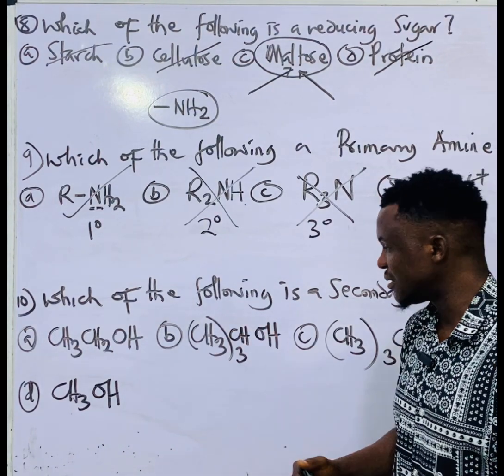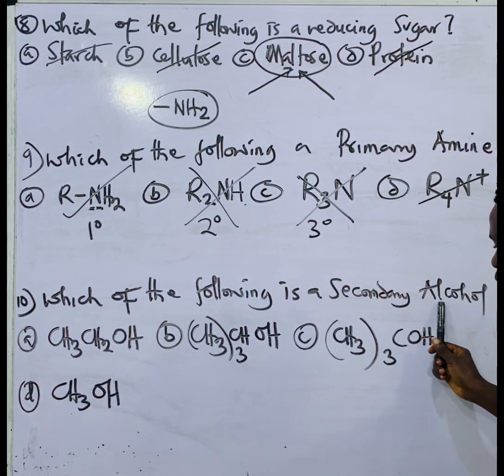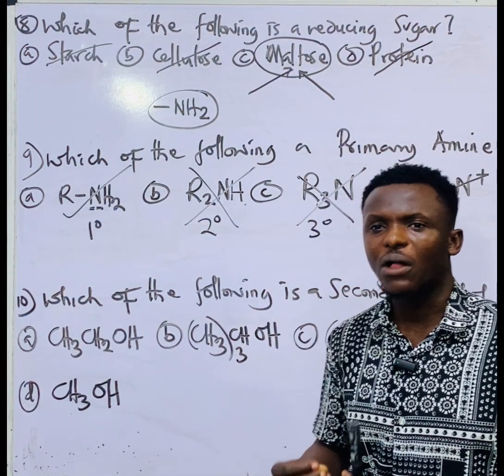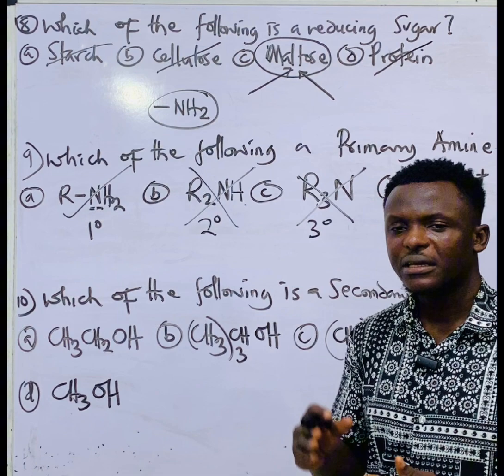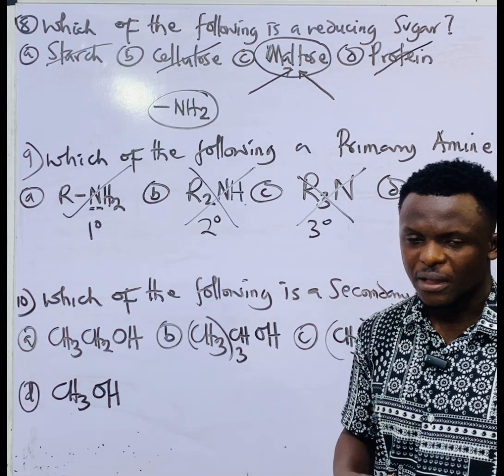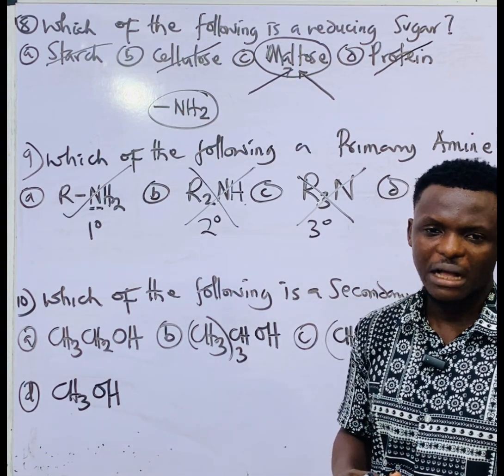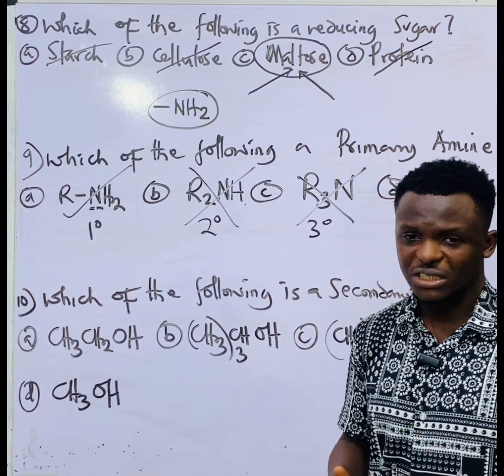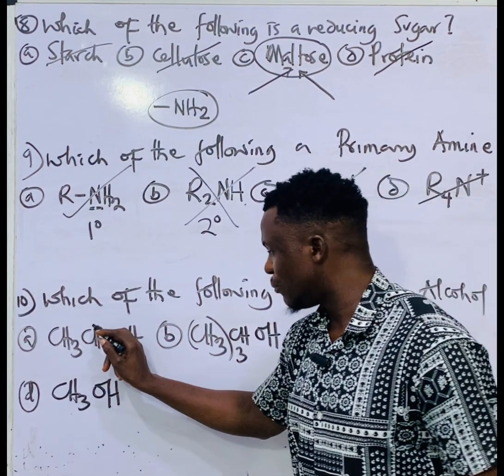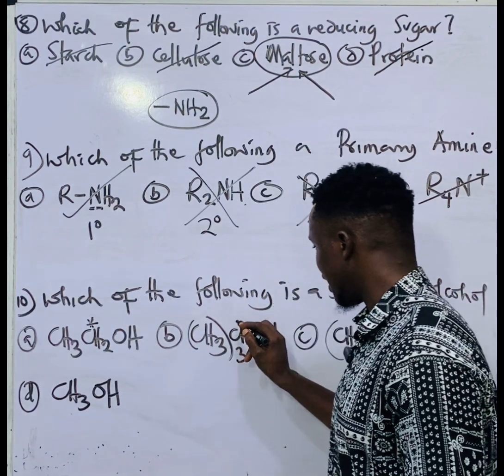Now, question 3 says, which of the following is a secondary alcohol? Now, secondary alcohol, how do we know? Alcohol can be classified into primary, secondary, or tertiary. How do we know when an alcohol is primary? How do we know when it is secondary? And how do we know when it is tertiary? Now, look at the carbon bearing the OH. Now, let's asterisk the carbon.